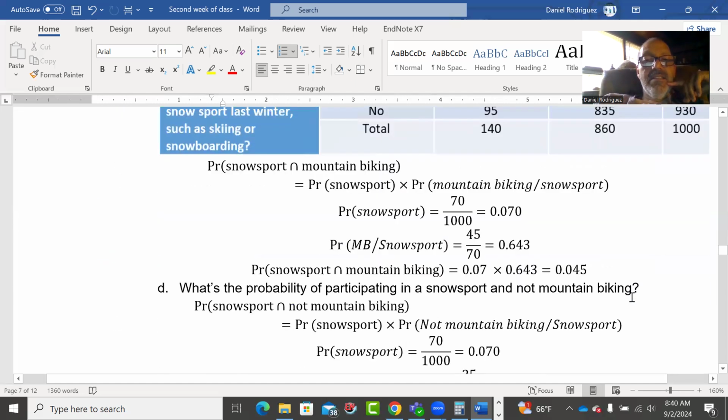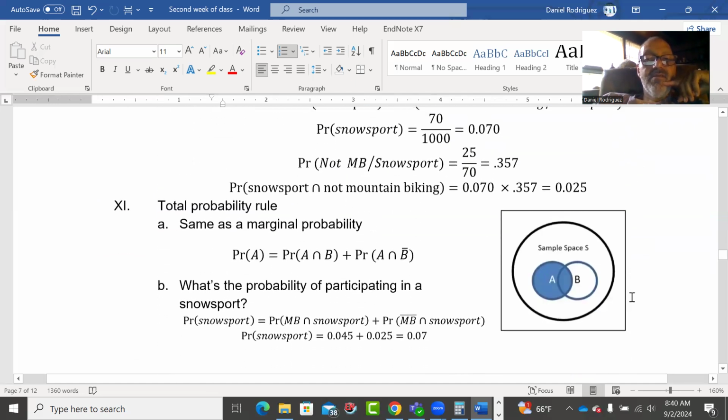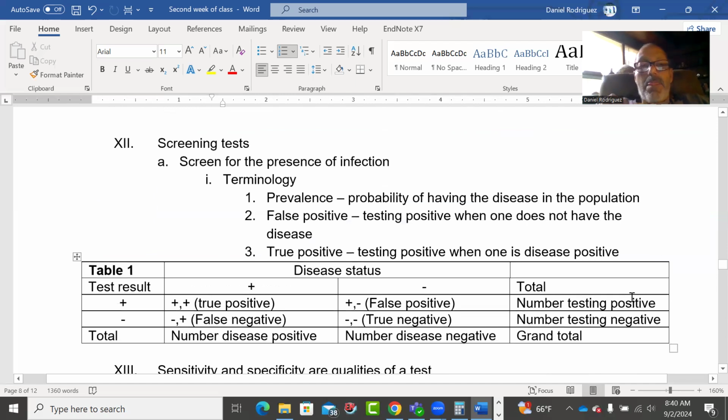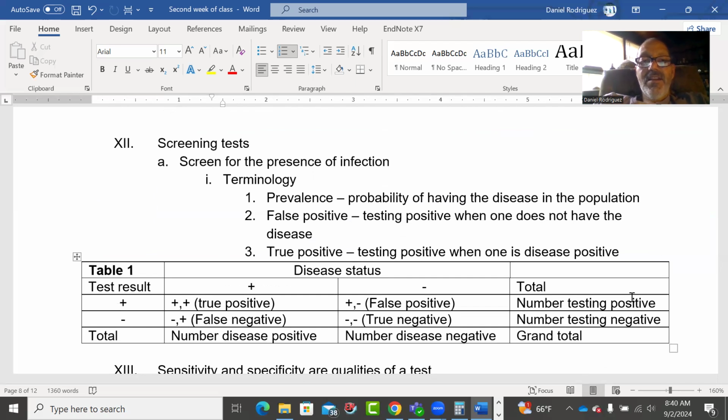Let's get to the important stuff. Yeah, screening test. So in medicine, we do a lot of screening. We do screening for cancer. We do screening for COVID. You probably took a ton of COVID tests over your lifetime. We're always screening for something. Well, screening tests aren't foolproof.